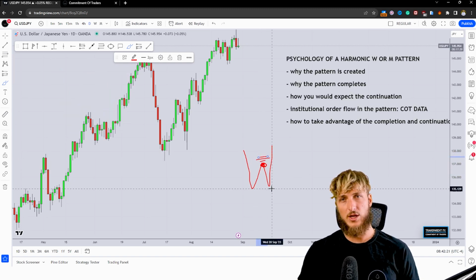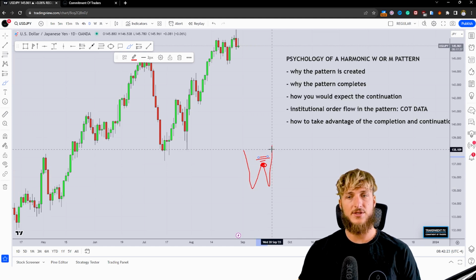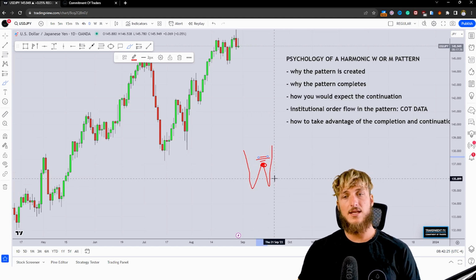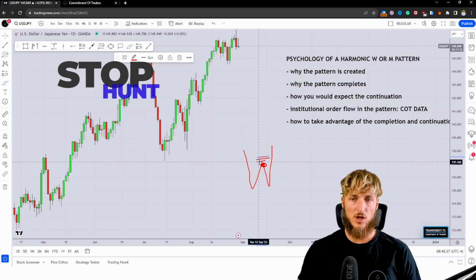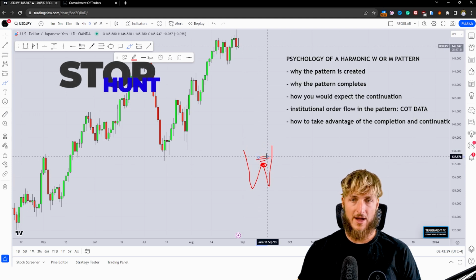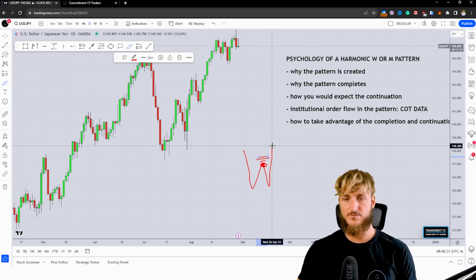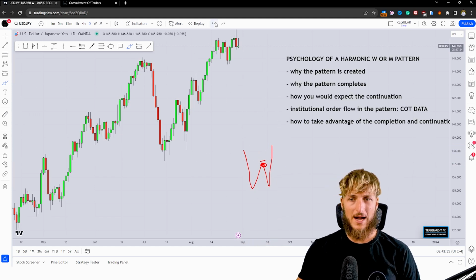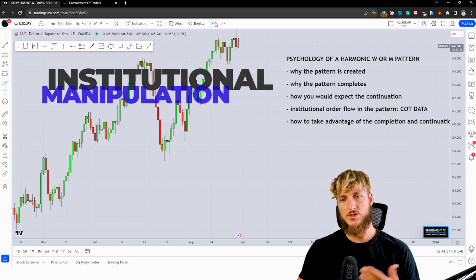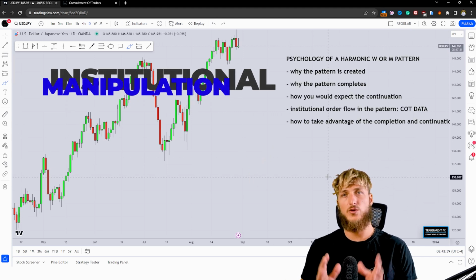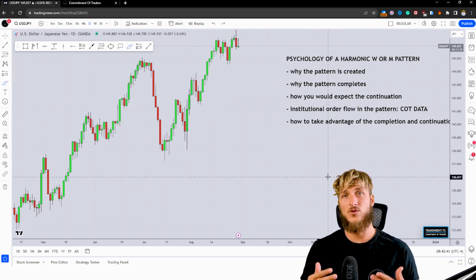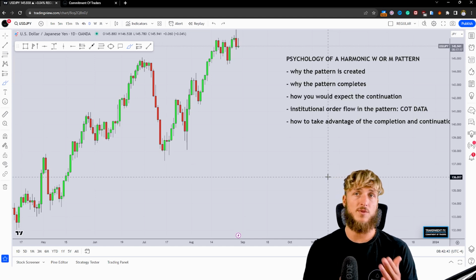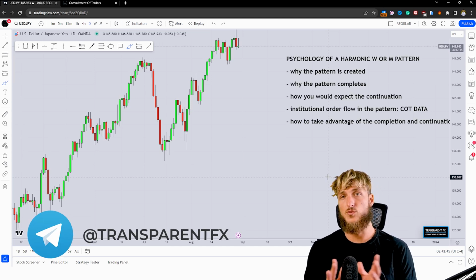So if they want to take a short on a specific pair and there isn't enough liquidity in the market, an easy way for them is to go and hunt all the stop losses that are above a high, and at that point the market can create the move to the downside. So if we have to understand why institutions need to manipulate the market, you first of all need to keep in mind that for every buyer in the market there needs to be a seller. For every seller there needs to be a buyer.